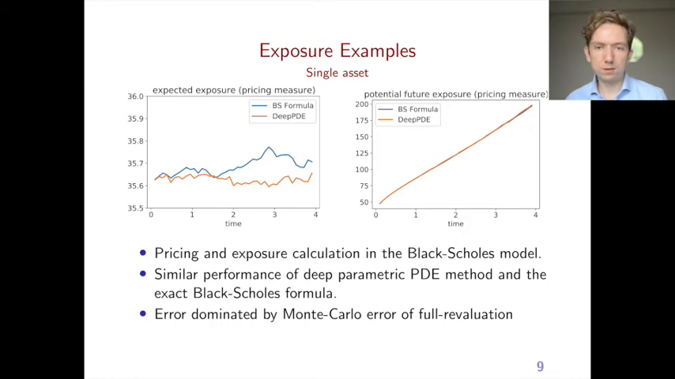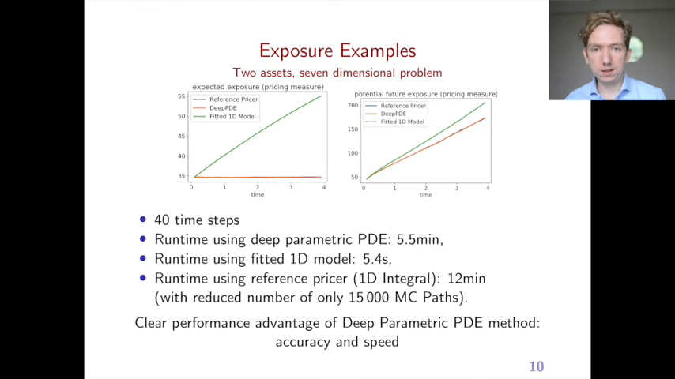Let's now have a look at runtimes in situations of practical interest. The case of a basket option with two underlyings is already more interesting, as there is no analytic pricing formula anymore. Instead, we compare the deep parametric PDE method to two cases. A crude simplification, where we have fitted a one-dimensional Black-Scholes model to the two-dimensional process, and a reference pricer, which is based on the one-dimensional integral.